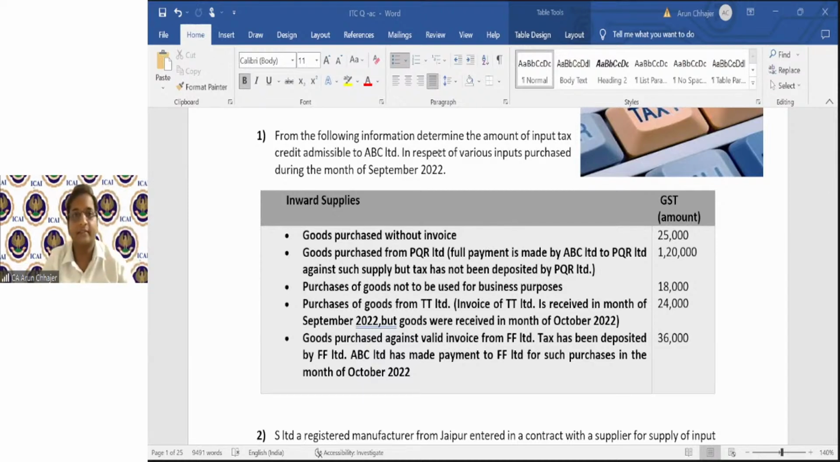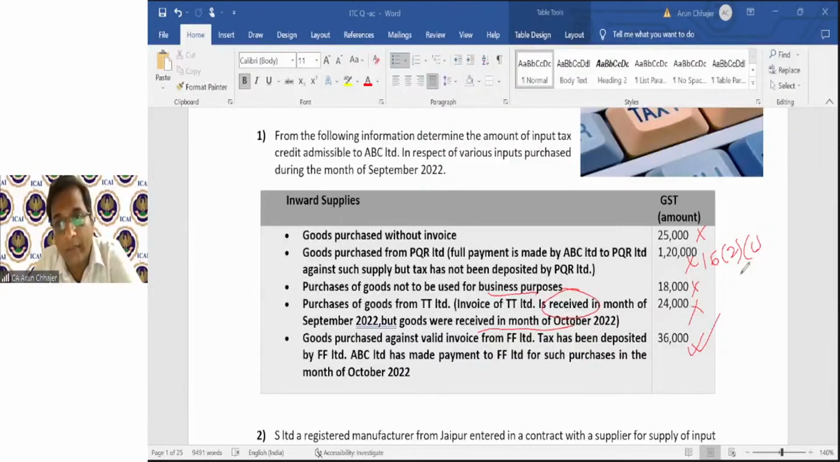The right answer for this question is: if you do not have the invoice, can you take the ITC? No. If the supplier has not paid the taxes to the government, can you take the ITC? Section 16 subsection 2 clause C says no. If it is not for business, can you take the ITC? Again, no. If you have the invoice, but the goods are being received in the next month, can you take the ITC in September? No. So the only ITC which you can take is 36.